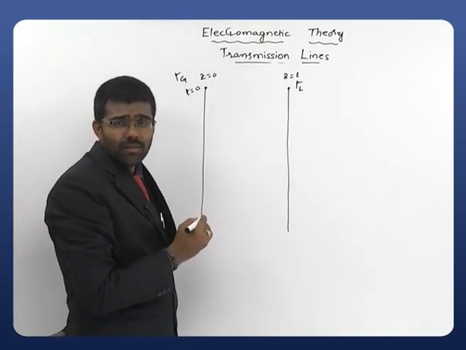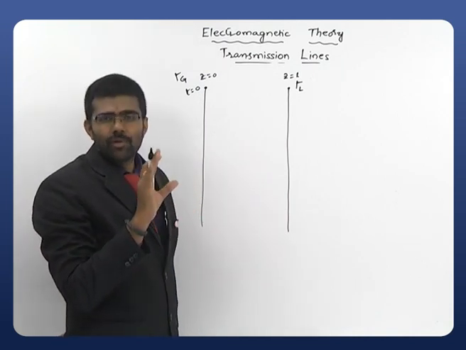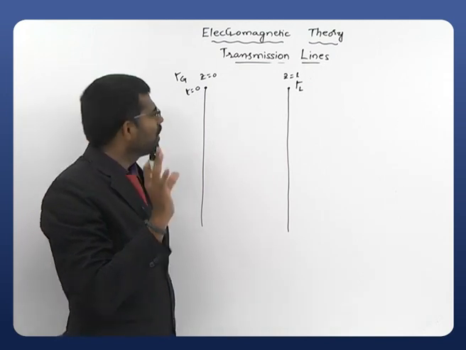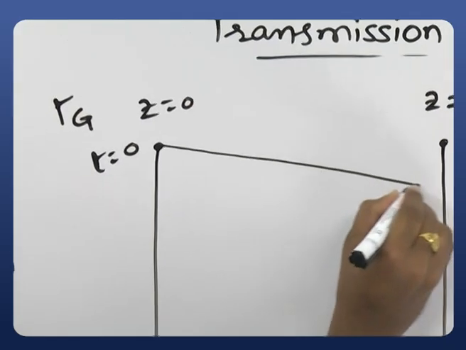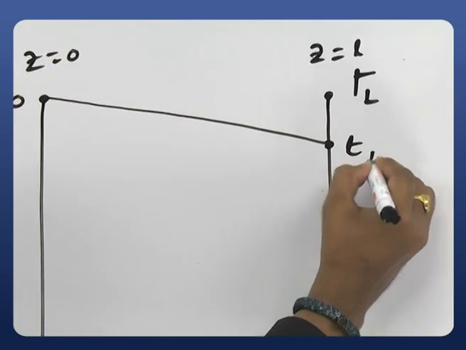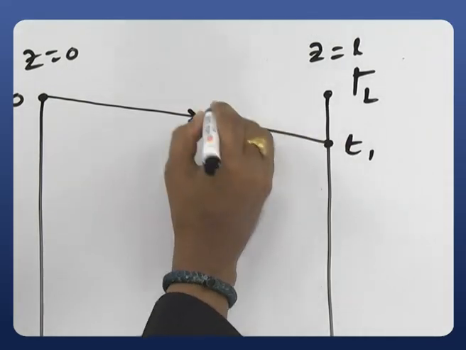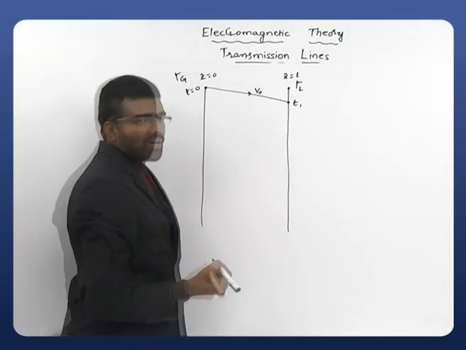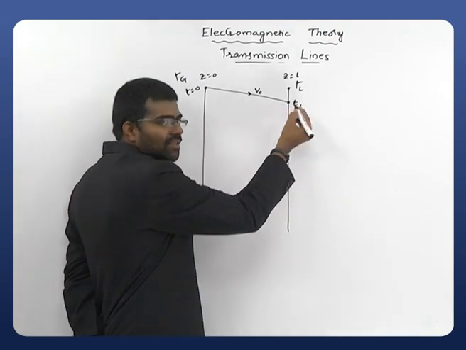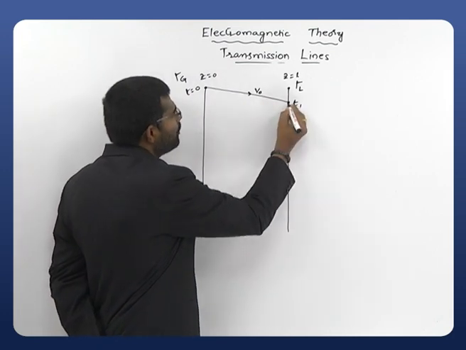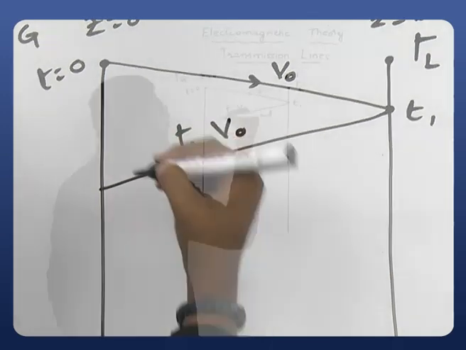What I am assuming is this is a lossless line, so there will be no losses and no attenuation factor at all, only reflection coefficients. At time t equals 0, if the voltage is applied, it will go to the load after some time. Let us take the time taken as t1. At time t1 it reaches our load, and the voltage strength is just V0. After hitting the load, it is reflected towards the generator again, reaching it with strength gamma L into V0.